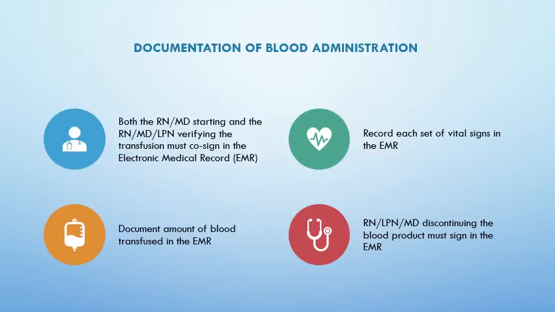When you're documenting blood administration, both the RN or MD starting and the RN, MD, or LPN verifying the transfusion must co-sign in the electronic medical record. You need to record each set of vital signs in the EMR, document the amount of blood transfused, and then the RN, LPN, or MD discontinuing the blood product must sign in the EMR.